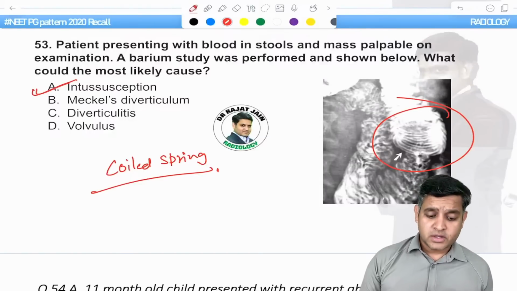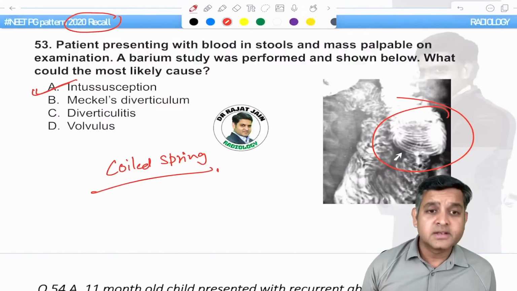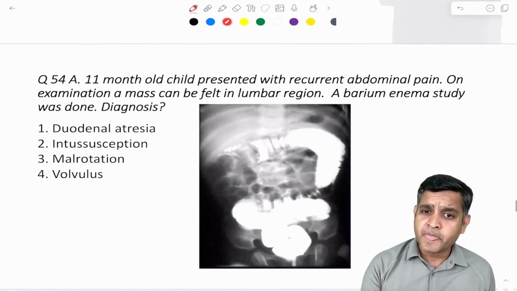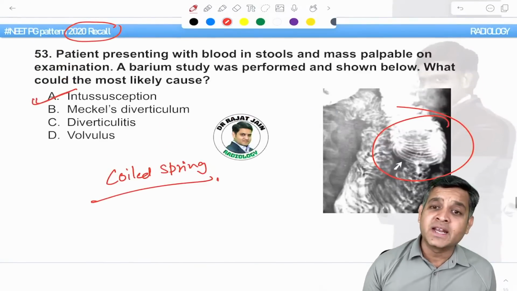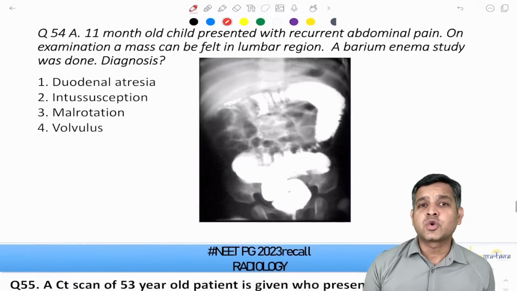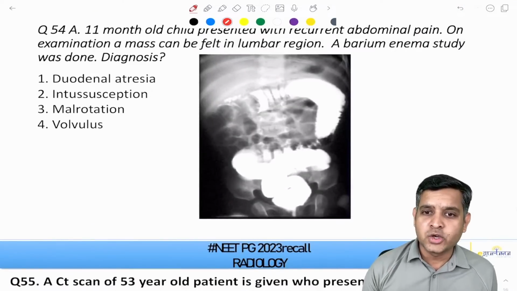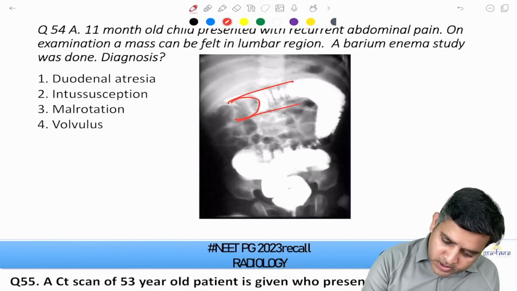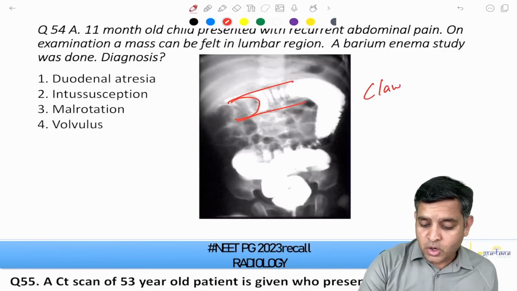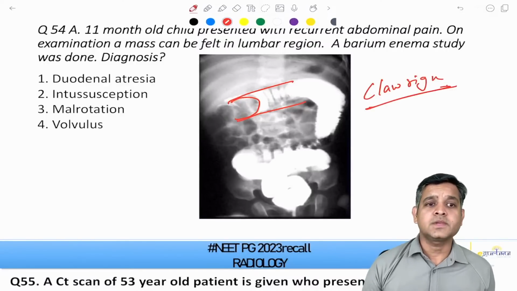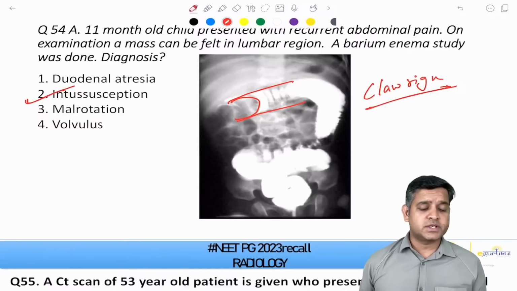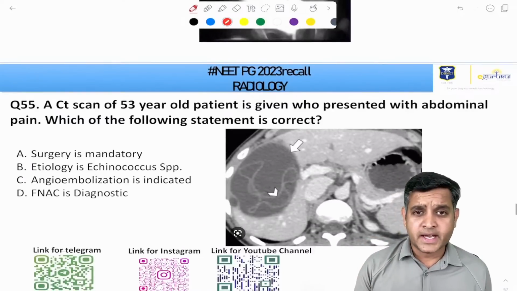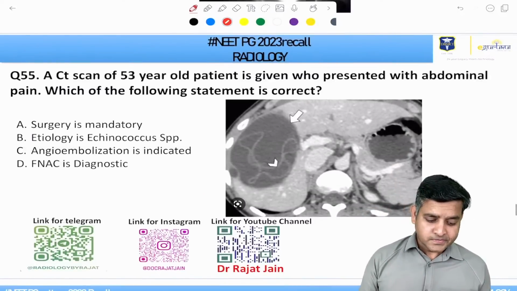Intussusception. Now see, NEET PG 2020, this was asked. NEET PG 2022, this was asked. So the question was the same, the image was different. That was ileal intussusception. This was ileocolic intussusception, when there is a telescoping of one segment of bowel into another segment, and what is called the claw sign, which is a feature of intussusception. See, the same question is repeated again and again. So please make sure that you know these answers.